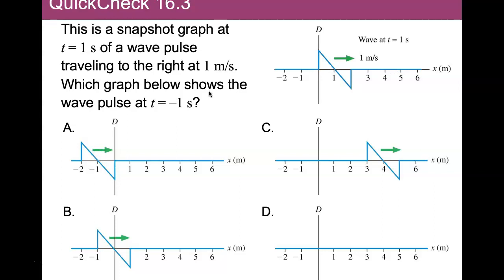So at t equal -1 second, our snapshot must look like this, right? Because at t equal 1 second, 2 seconds have passed, and we must have moved forward by 2 meters. All right.